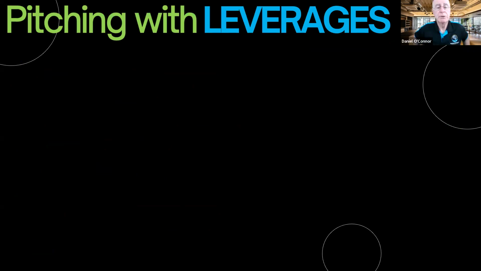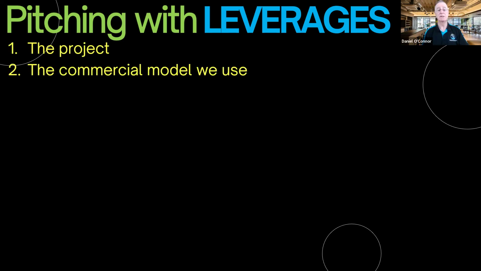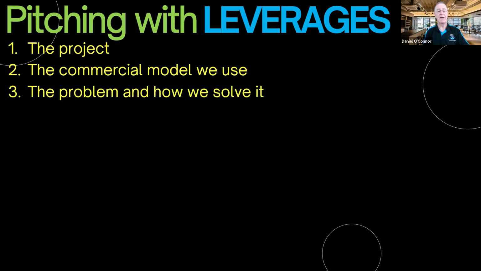So we do a 12-point pitch, and this isn't exactly the 12 points, but I'm showing you how we step through. First off, we have to say, this is our project. This is what we're here for. And once we've done that, we say, here's the commercial model we use to understand your industry, your market, and how our project interacts with each level of the commercial model. Once we've done that, we then talk about two parts, which is 2 different slides. Here's the problem in the industry, and here's our solution to how we solve that problem for them.